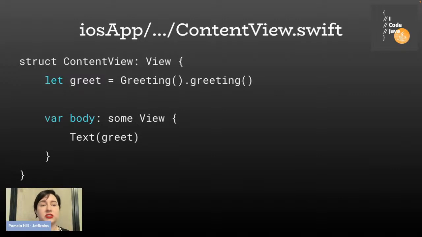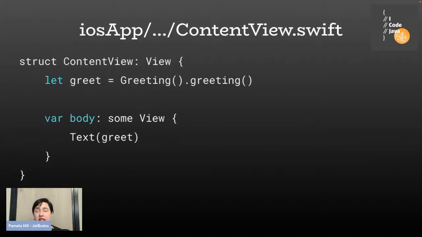So we're defining a constant in Swift called greet. Okay, so constants in Swift are defined with the let keyword. So we're defining this constant, and we're assigning the value greeting.greeting to it. And then we have a body view, and we just have a text element, which we take that constant and plonk inside that text element.